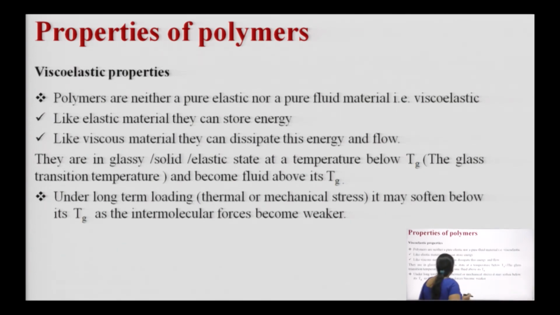So, they are in a glassy or solid or elastic state at a temperature below their glass transition temperature, whereas as the temperature is increased above their glass transition temperature, they will tend to become fluid. This is an important property in case of amorphous polymers, which are particularly useful in controlled drug delivery applications. Besides this, under long term loading or thermal or mechanical stress, these polymers may soften even below their glass transition temperature, because their intermolecular forces become weaker.